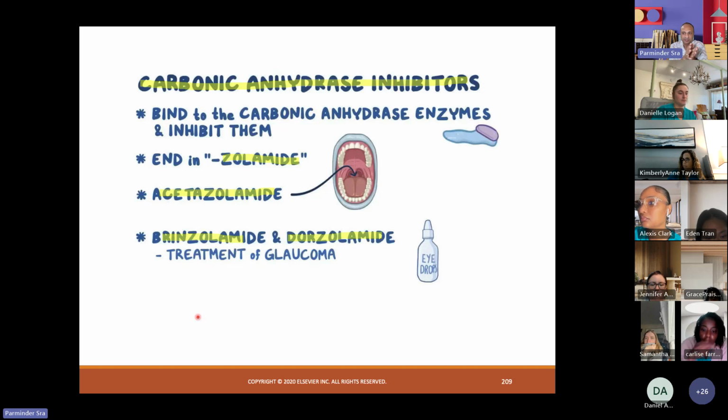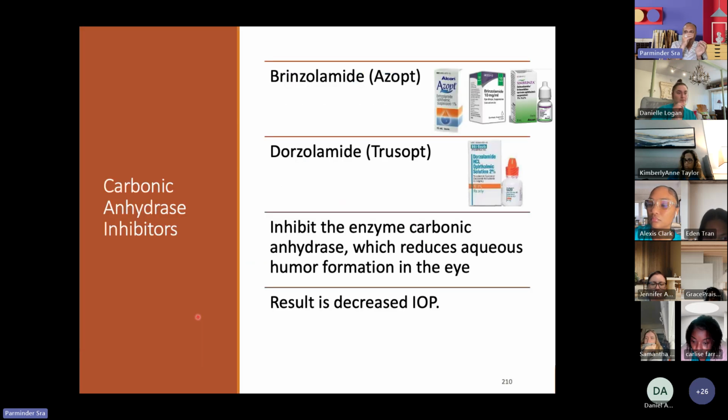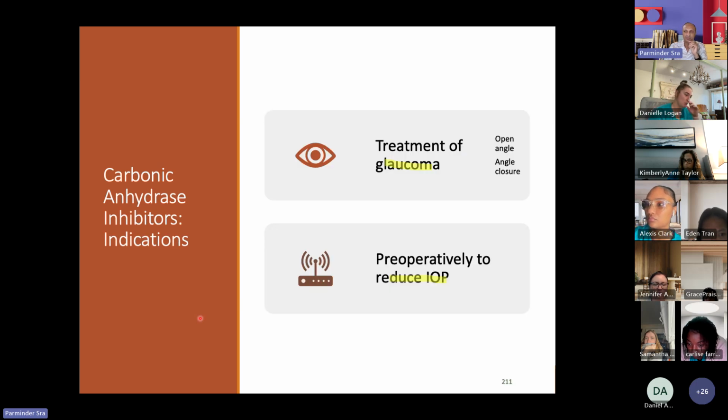How do you identify them? They end with zolamide: dorzolamide, acetazolamide, brinzolamide. Here they are. They end with zolamide. We give it to patients with glaucoma who have increased intraocular pressure to reduce it.